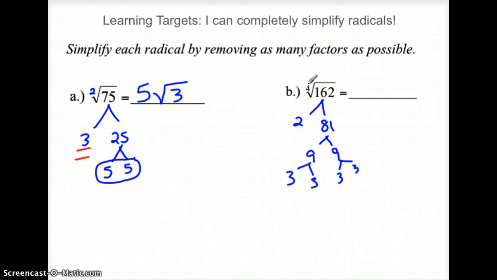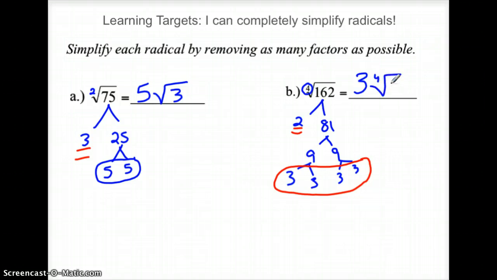So based on this little 4, I need quadruples. So I need a set of 4 things. So lucky for me, I have 4 3s. So because I had a set of 3s, a 3 comes out. But what got left behind? Aw, the 2. He got left behind. He has to stay in the house. He doesn't get to go out and play. So under the 4th root house, we keep a 2.